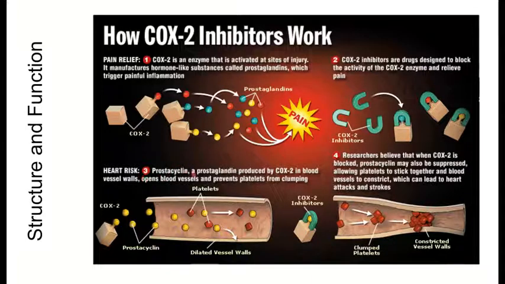So over here, this prostacyclin, produced by COX-2 in blood vessels, opens blood vessels and prevents platelets from clumping. So if you take your ibuprofen, it's both going to relieve your pain and it's also going to reduce your ability to open those blood vessels, and you're going to get some clumping, maybe. Researchers believe that when COX-2 is blocked, prostacyclin may also be suppressed, allowing platelets to stick together, and the blood vessels can constrict, which can lead to heart attacks and strokes, which is, of course, unwanted.